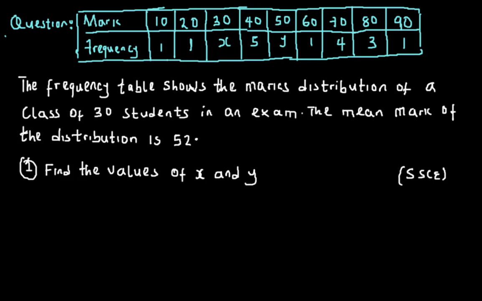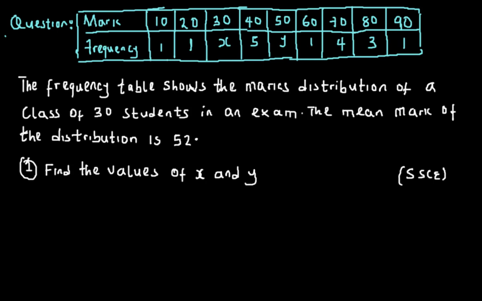So we have this question. The frequency table shows the marks distribution of a class of 30 students in an exam. The mean mark of the distribution is 52, and we're expected to find the values of x and y. Now, to make things really easy, I'm going to turn this horizontal table to a vertical table.